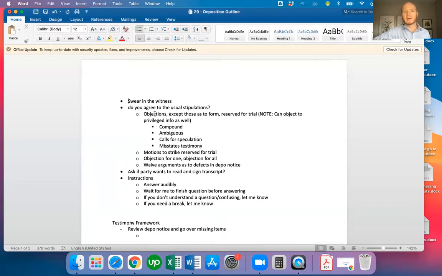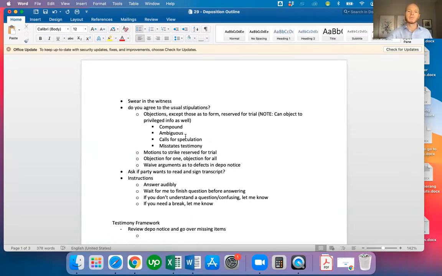The first one is that objections except those as to form are reserved for trial. So you're only objecting as to the form of the question. So if there's a compound question, or if a question is ambiguous, or it calls for speculation, or, let's say, a lawyer asks a follow-up question that mischaracterizes testimony from earlier on in the deposition, you're going to want to put that objection on the record.